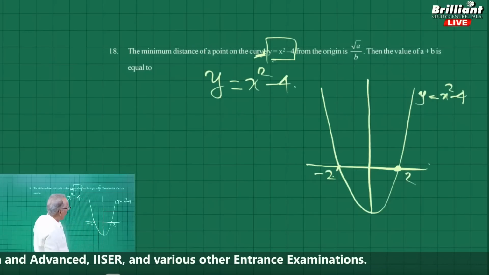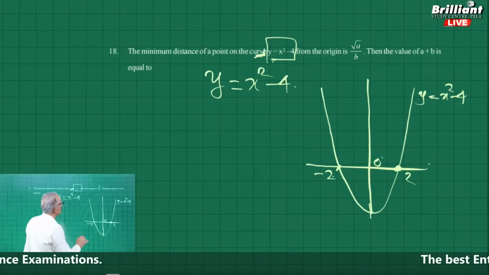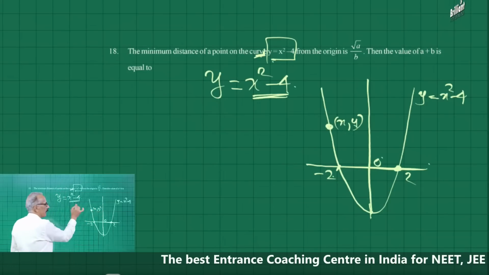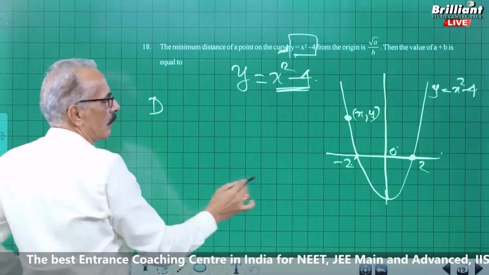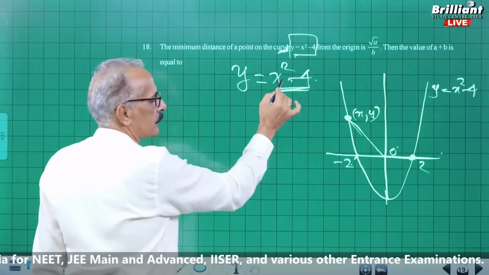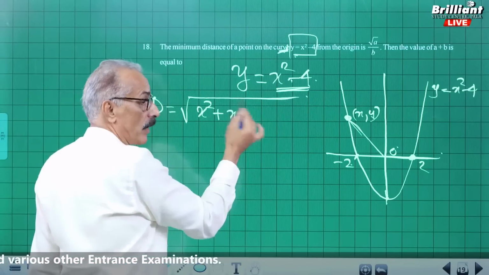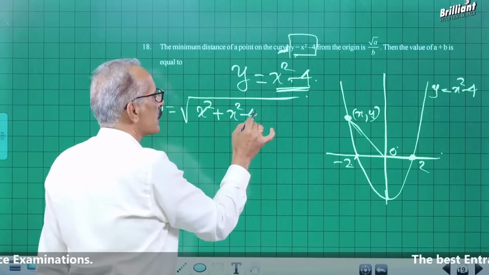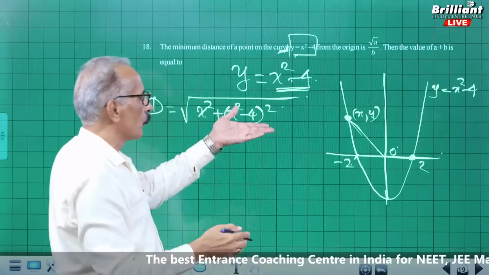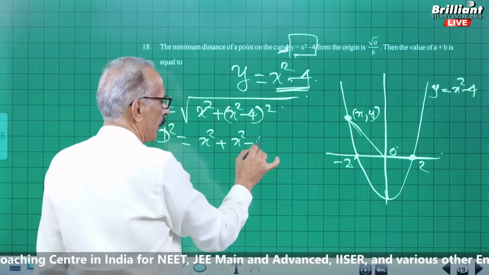And from the origin we want the distance. So take any point on this parabola, I take x comma y. Here y is x square minus 4. So the distance will become root over x square plus y square, that is x square plus x square minus 4 the whole square. If d is minimum, then d square will also be minimum. Root I leave. So it is d square, that is x square plus x square minus 4 the whole square.